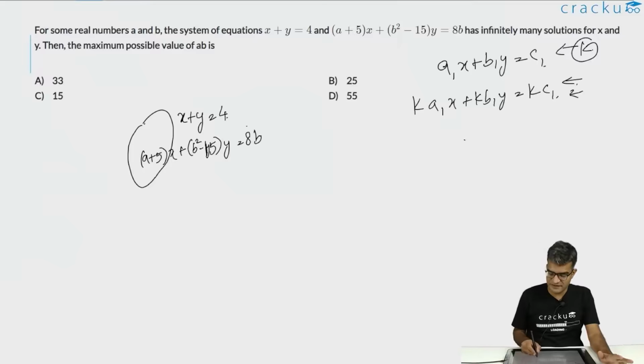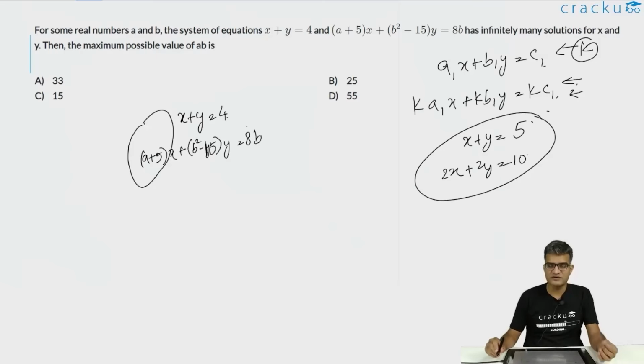Something like if you have x plus y is equal to 5 and you are given another equation which is 2x plus 2y is equal to 10. You can never solve this system of equations because both of them are essentially representing the same information. All the coefficients are multiplied by a constant of 2. In these kind of situations, the system of equations has infinite solutions.